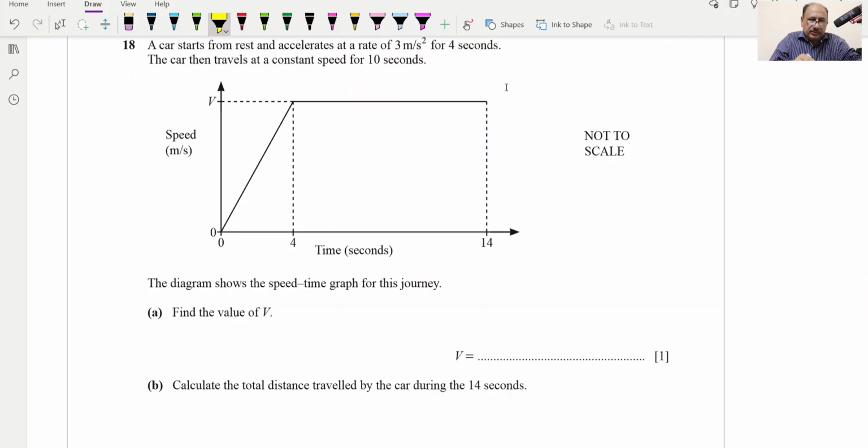Question number 18. A car starts from rest and accelerates at a rate of 3 meter per second square for 4 seconds. The car then travels at a constant speed for 10 seconds. Diagram is not to scale. The x-axis is time in seconds and the y-axis represents speed in meter per second. The diagram shows the speed time graph for this journey. A part, find the value of v. This v value we need to find.